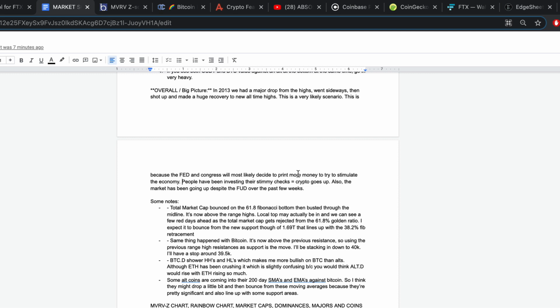And of course, people have been investing their stimulus checks in cryptocurrency, and then cryptocurrency goes up. And also, the market is going to go up despite there being a lot of FUD in the markets the past couple months, really the past month and a half, and the market has just been going up and up. So the fact that the market has continued to go up despite all the FUD over the past month just shows that it's an incredibly bullish market. Also, coins are just popping off left and right. That does not happen in a bear market. So we are 100% in a bull market. Don't think otherwise, you know?